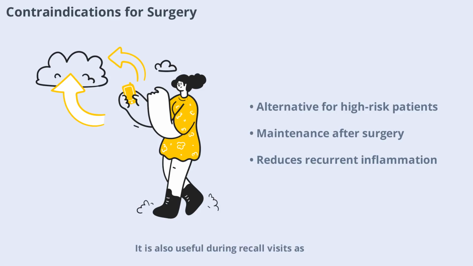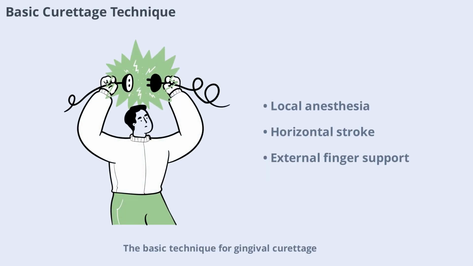It is also useful during recall visits as a maintenance method for recurrent inflammation and pocket depth, especially after prior surgery. The basic technique for gingival curettage involves performing the procedure under local anesthesia. A selected curette is adapted with its cutting edge against the tissue, and the instrument is inserted to engage the inner pocket lining. Typically, a horizontal stroke is used, and the pocket wall may be supported by external finger pressure. This careful approach ensures effective removal of diseased tissue while minimizing trauma to healthy structures.